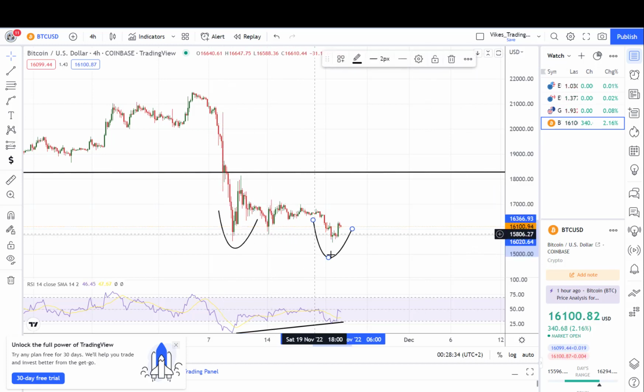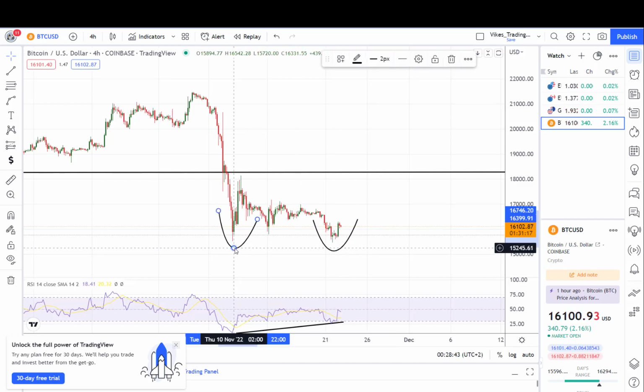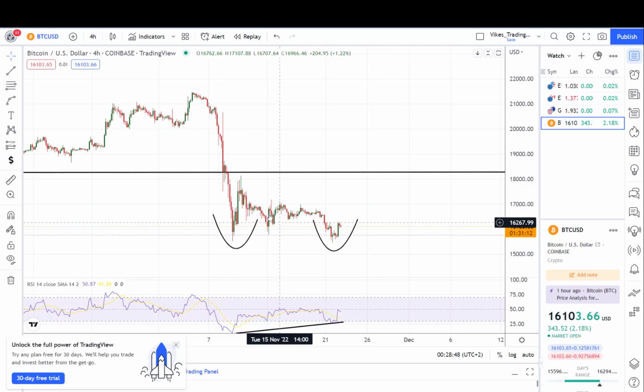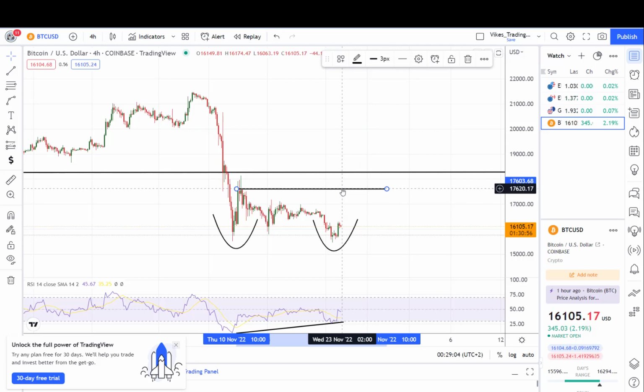From my other analysis, you'll notice that I do draw my double bottoms somehow like this, and obviously my targets are always around the neckline. So in case I execute that long position, my take profit will be around the 17,500-ish region.